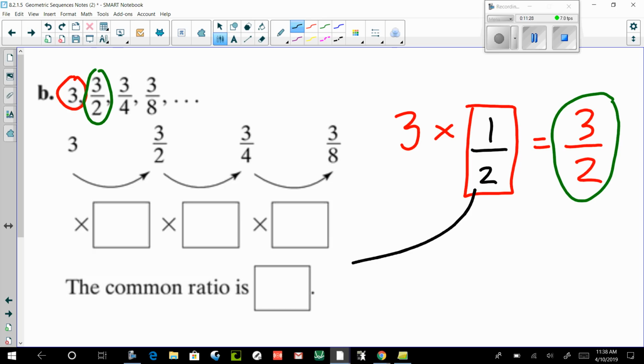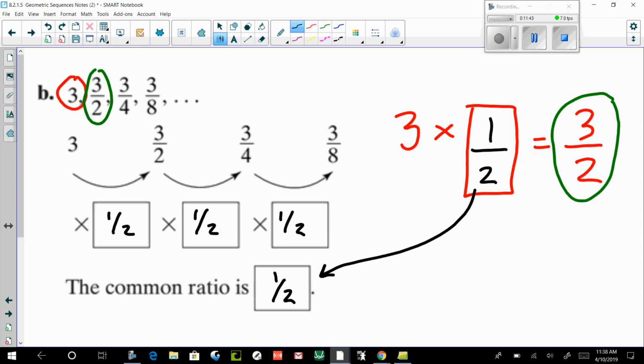So that gives you that common ratio of 1 over 2. And we can see that we multiply by 1/2 each time, and we end up with this particular sequence. So continuing to multiply by a half will continue to extend this sequence.